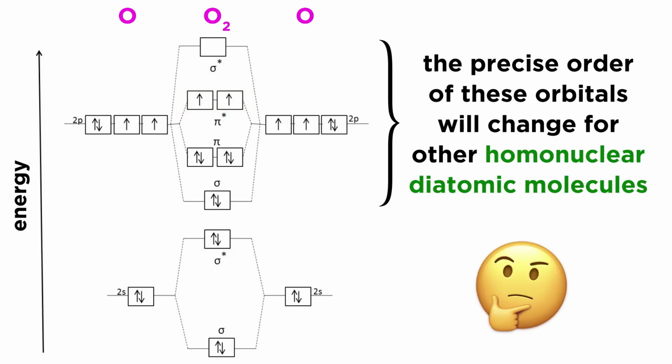Now that we are up to speed, let's go over one other thing. The molecular orbitals that result from the combination of the 2p orbitals exhibit this order in O2, but this will change for other homonuclear diatomic molecules.